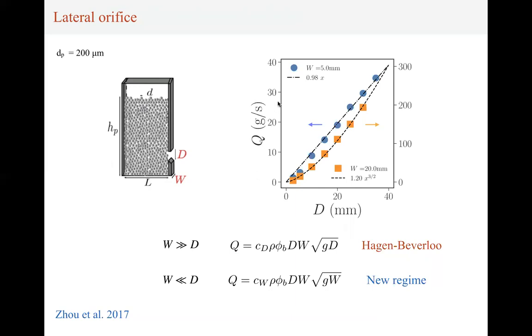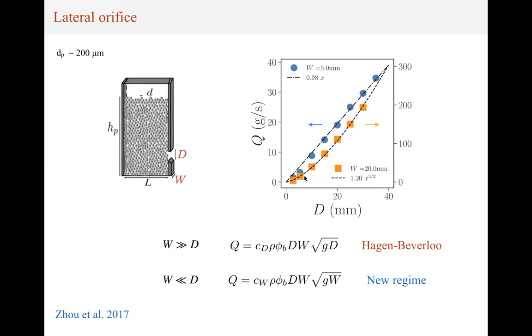In this plot, I just plot the flow rate versus the size of the orifice. In orange, it corresponds to the large silo, 20 centimeters, which is large compared to the particle size. And we recover the Beverloo scaling with a power law 3/2. But now, if we consider a thin silo, which is 5 millimeters, it was really surprising because we observed that the flow rate is now linear with the outlet size D, and that's a new regime.